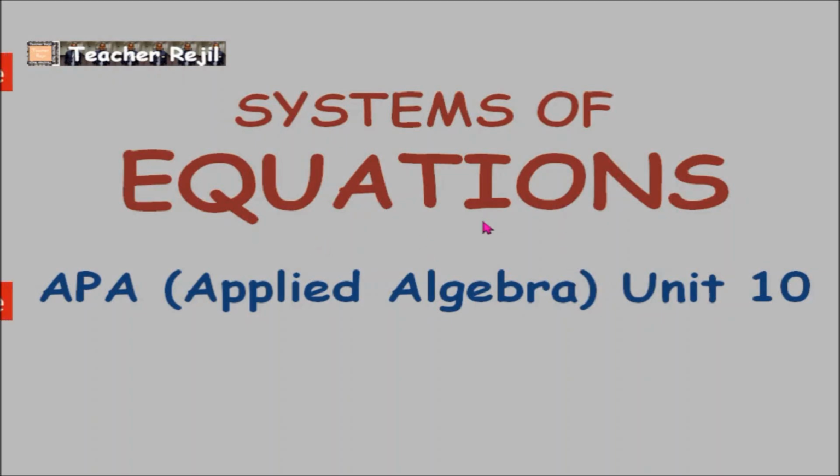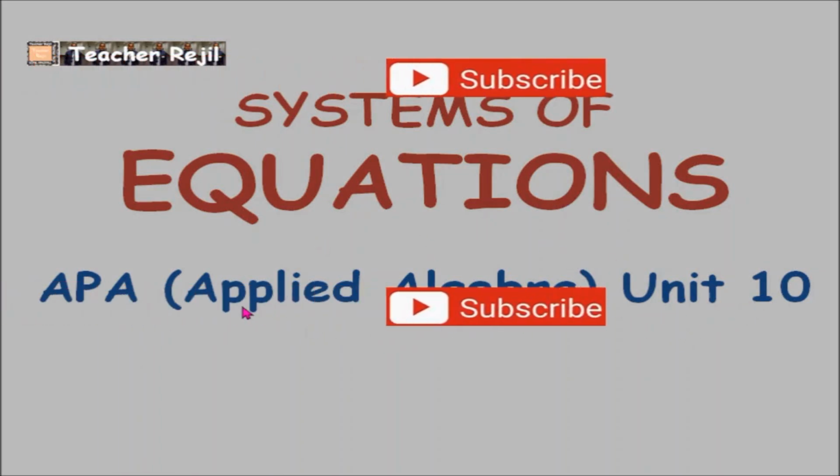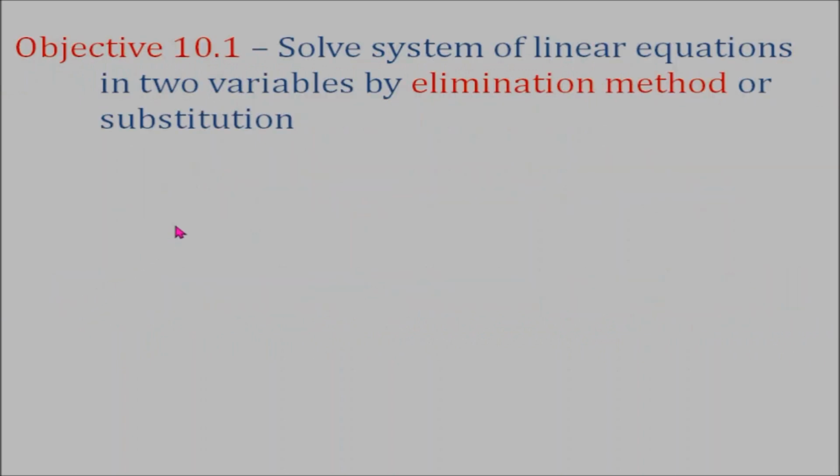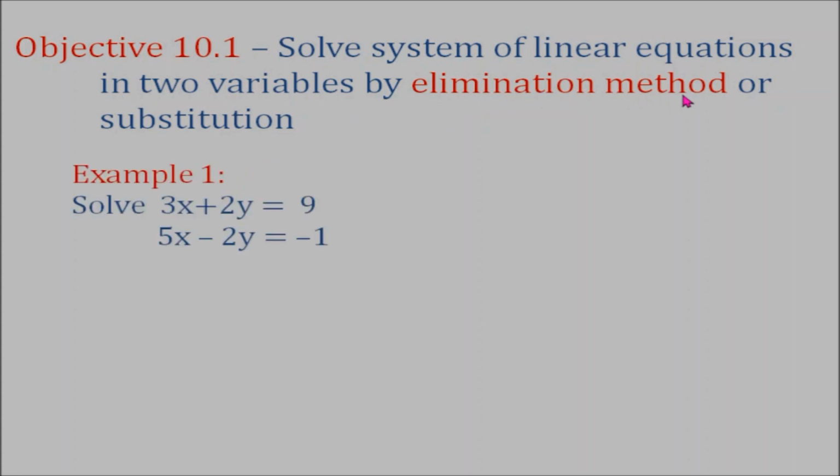Systems of Equations is Unit 10 of the course Applied Algebra, or APA. Objective number 1: Solve systems of linear equations in two variables by elimination method or substitution. First, we are going to perform the elimination method.